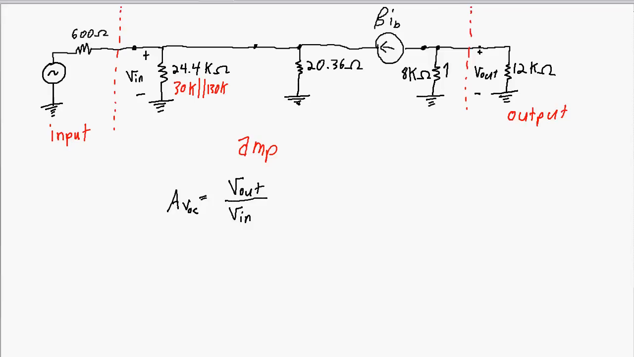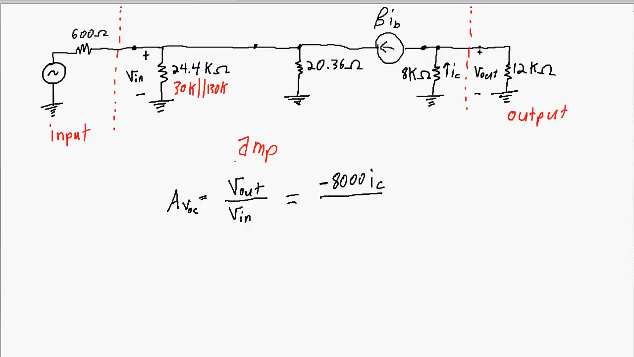The current through this 8 kilo-ohm resistor is IC, and IC is beta times IB. So the voltage across this 8 kilo-ohm resistor is going to be 8,000 times IC. And you'll note that I've defined my current as going in this direction, but yet I've defined my voltage as being more positive on this side than on this side. So that means that my output voltage will actually be negative 8,000 times IC.